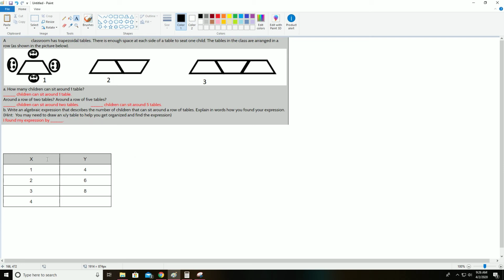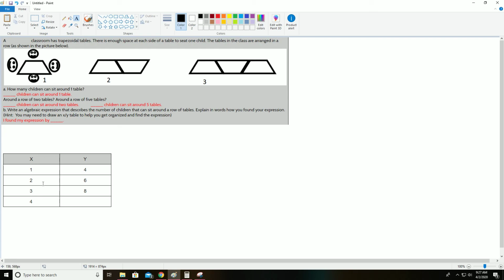So I have drawn an XY table here. If you notice, I put a 1 here because this is figure 1, which is trapezoid 1, so that would be table 1. This would be the second set of tables, the third set of tables. So when you're answering row 2, this is row 2. Row 5 is not in the picture. That was the one I was saying you're going to have to add more tables and figure out. If you want to make a table like I did, it might be pretty helpful.